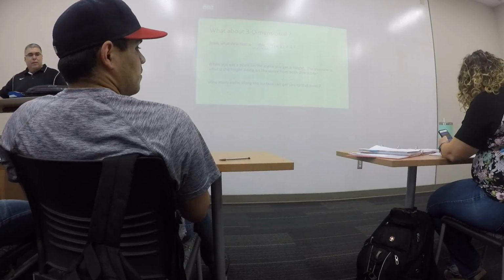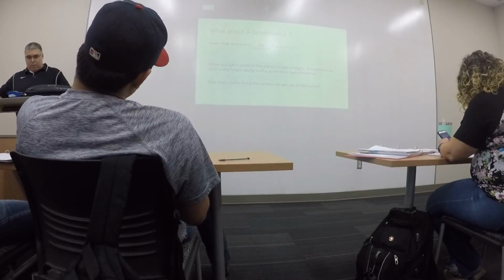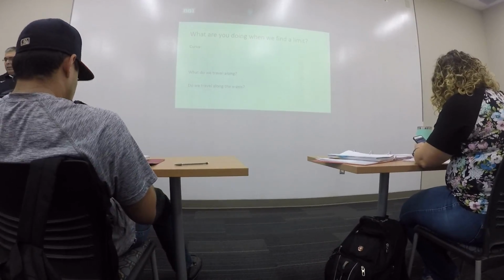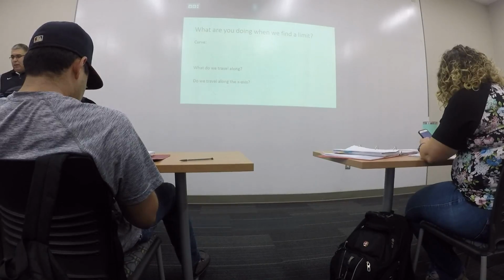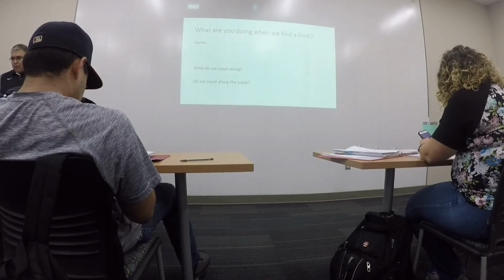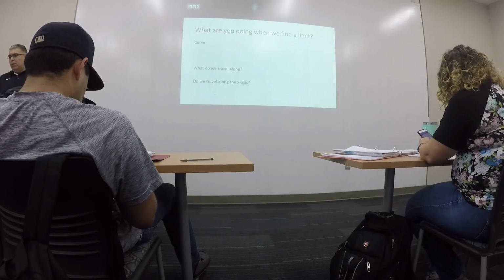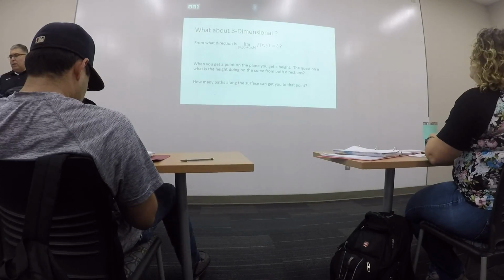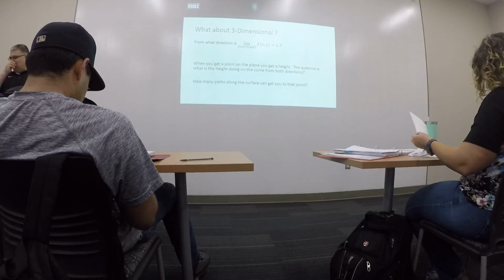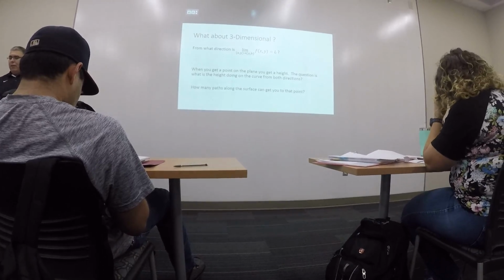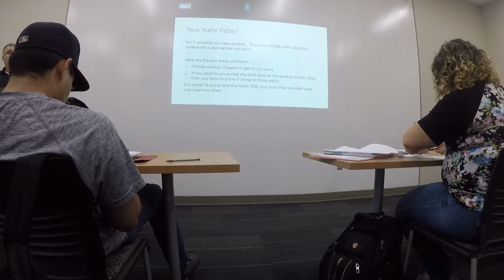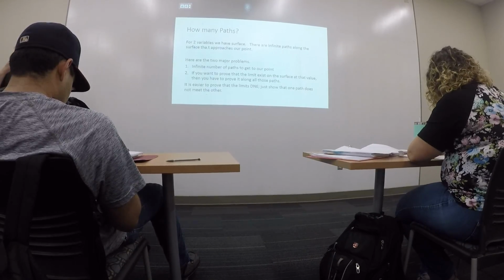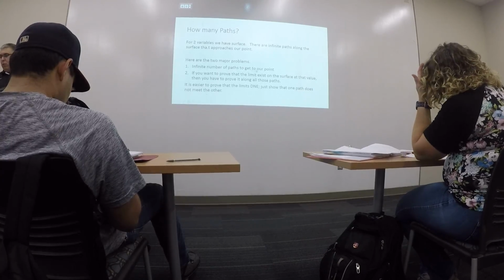So where are we at? Did we talk about what you do when we find a limit on a curve? What do we travel along? We talked about that. Do we travel along the x-axis? No. What about three dimensions, from what direction? We talked about how many paths. It's infinitely many paths. And the two major problems are the infinite number of paths to get to our point.